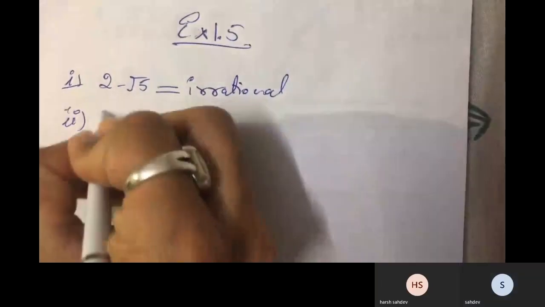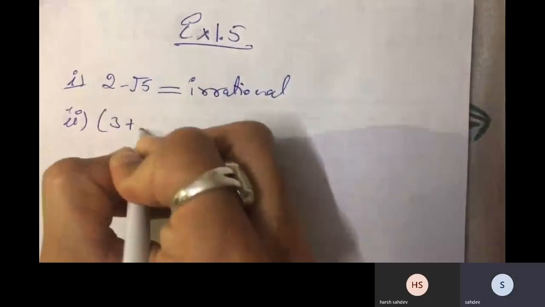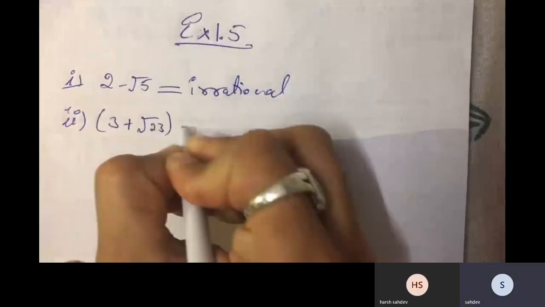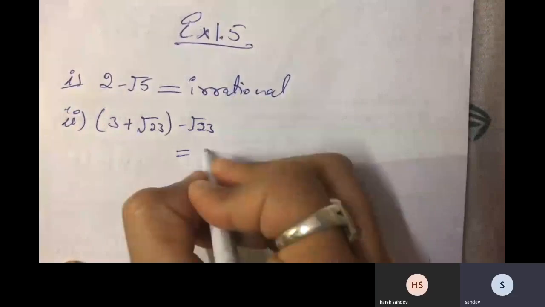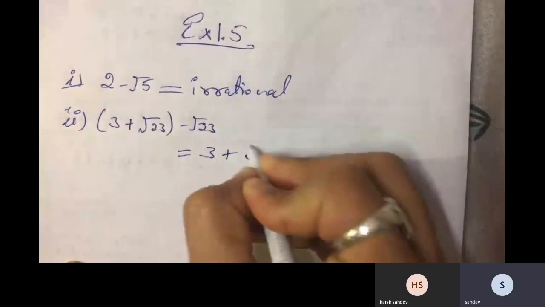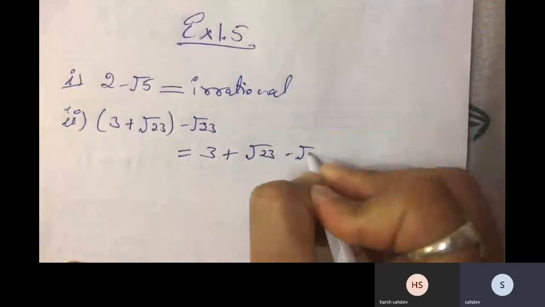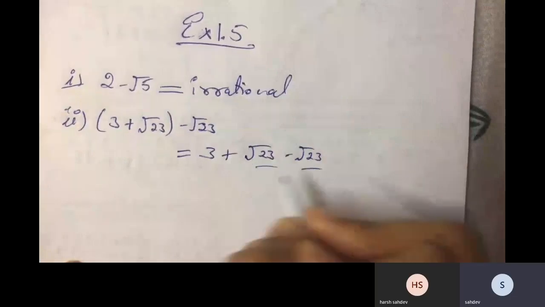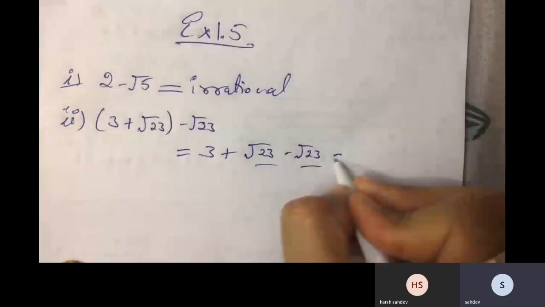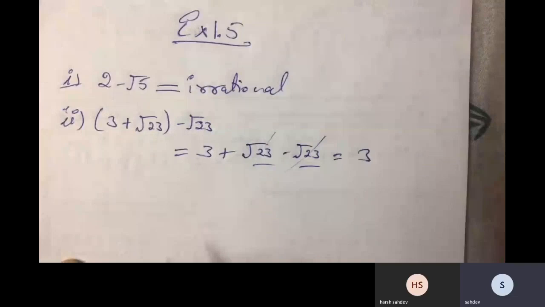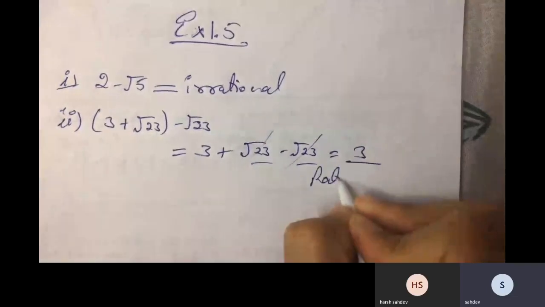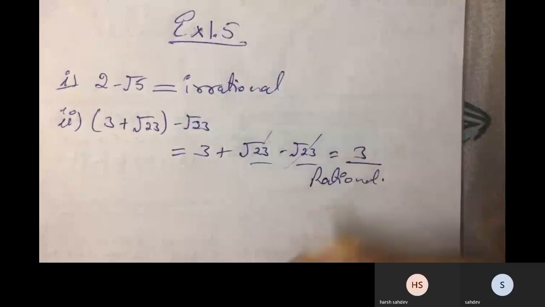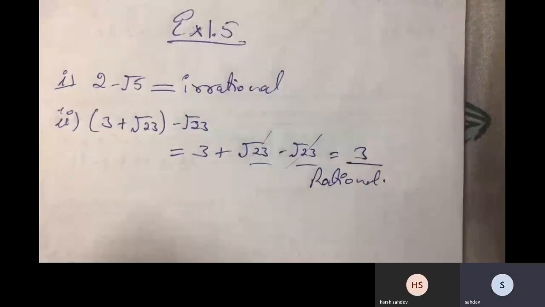Next, the second one is bracket 3 plus under root 23 minus under root 23. We have to solve this out. We will open the bracket: 3 plus under root 23 minus under root 23. Both these terms are alike, therefore the answer will be 3. This will get cancelled out, and 3 is a rational number. Next, let's see another one.